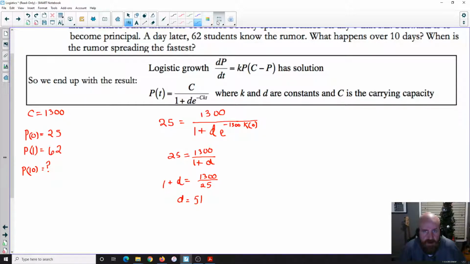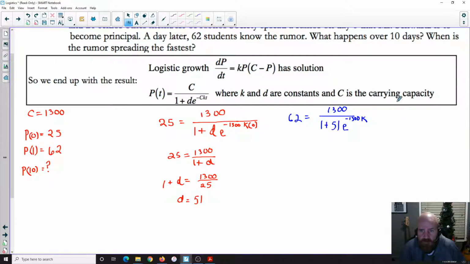So now we can go ahead and start back at ground zero, okay? And then plug in P of 1. So P of 1 is 62. All right, and then we have 1,300 over 1 plus, now we know our D value, so 51, e to the negative 1,300k times 1. That's the time we're dealing with right now, P of 1.